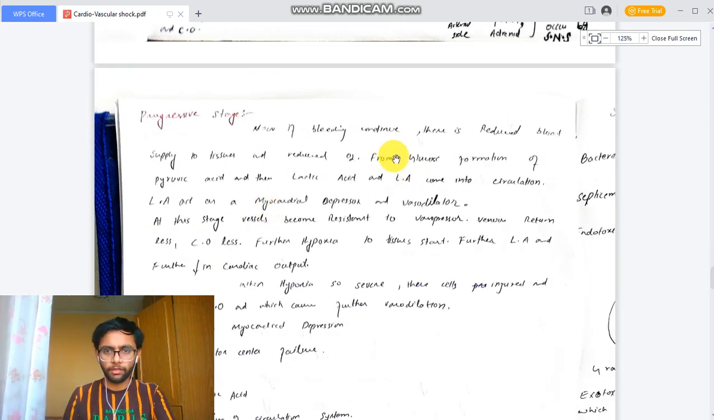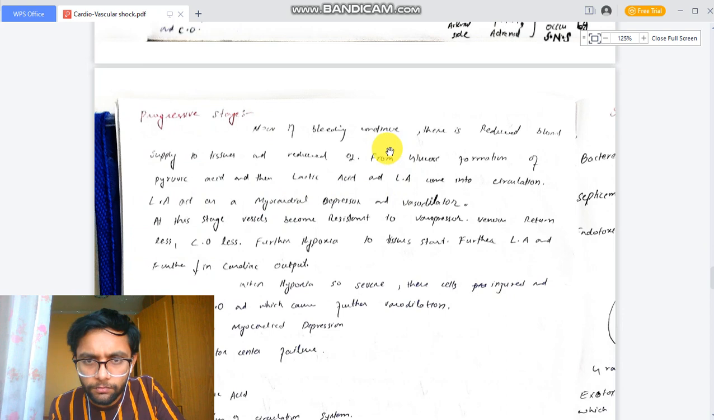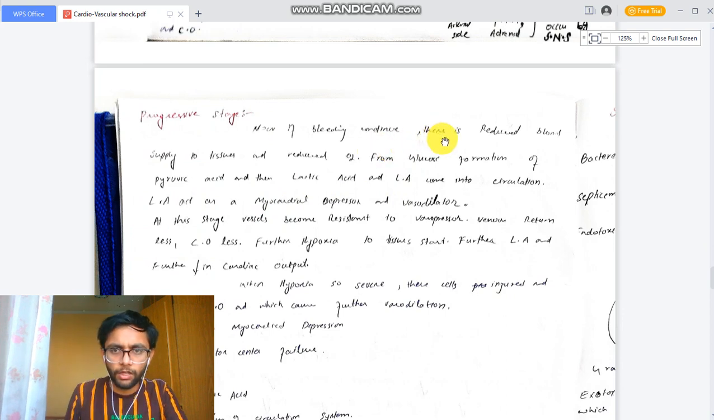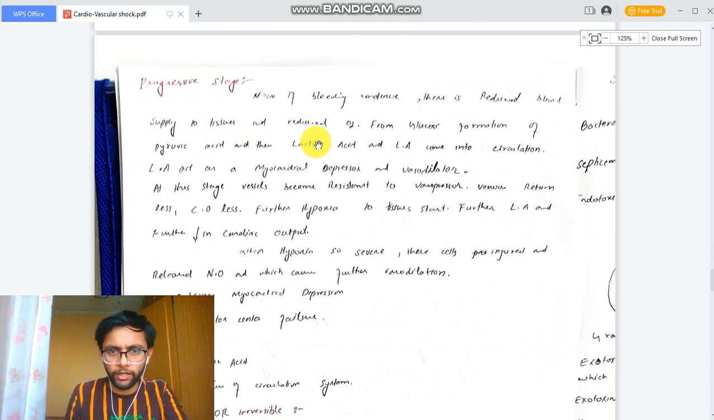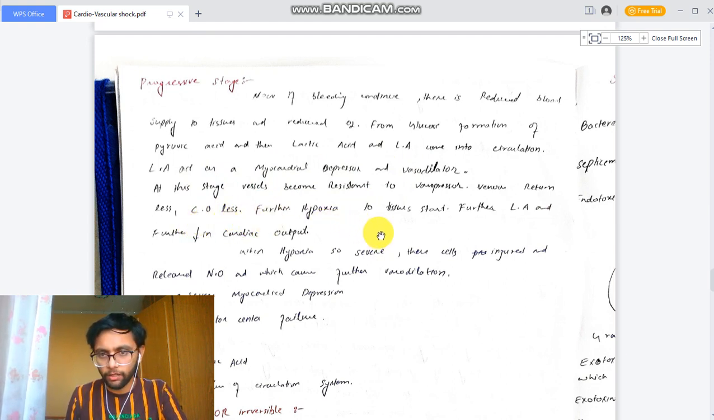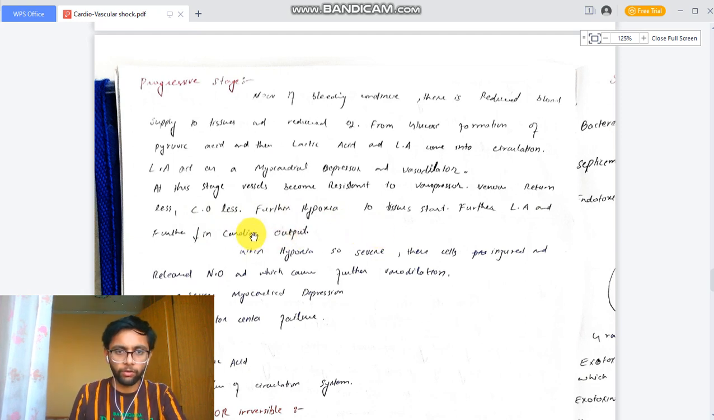Now, if the bleeding continues, there is reduced blood supply to the tissues and reduced oxygen. From glucose, there is a formation of pyruvic acid, which led to lactic acid, and lactic acid goes into circulation. Lactic acid acts as a myocardial depressor and vasodilator. At this stage, vessels become resistant to vasopressors, venous return is less, so cardiac output will decrease. Further hypoxia to the tissue starts, further lactic acid and further decrease in cardiac output.